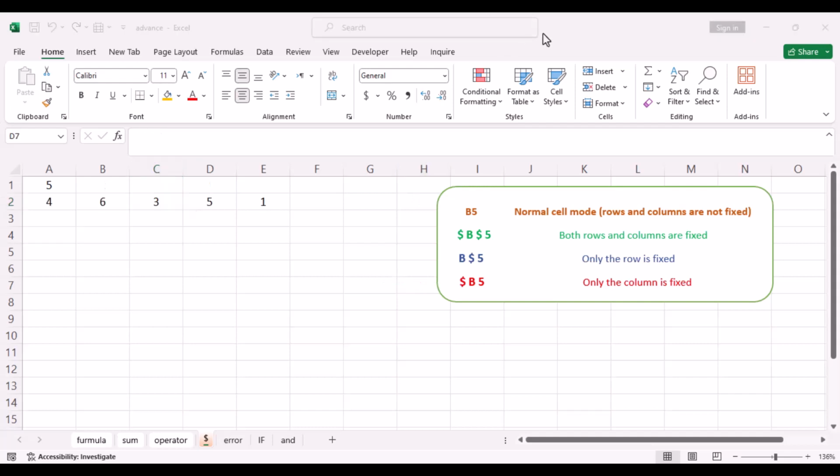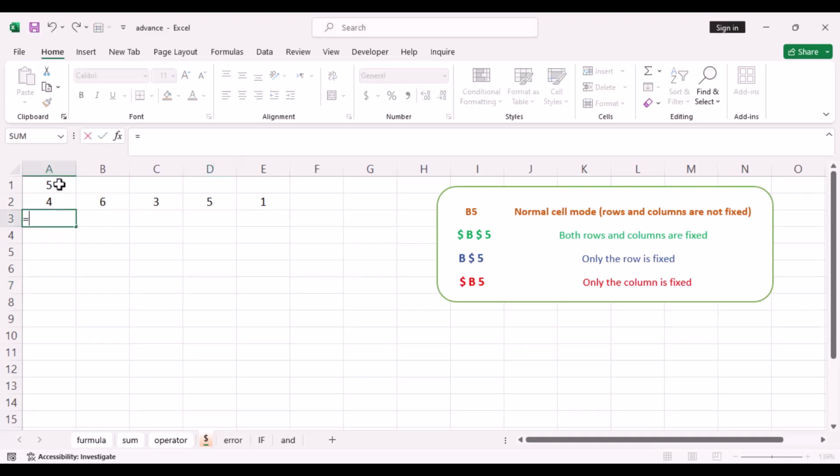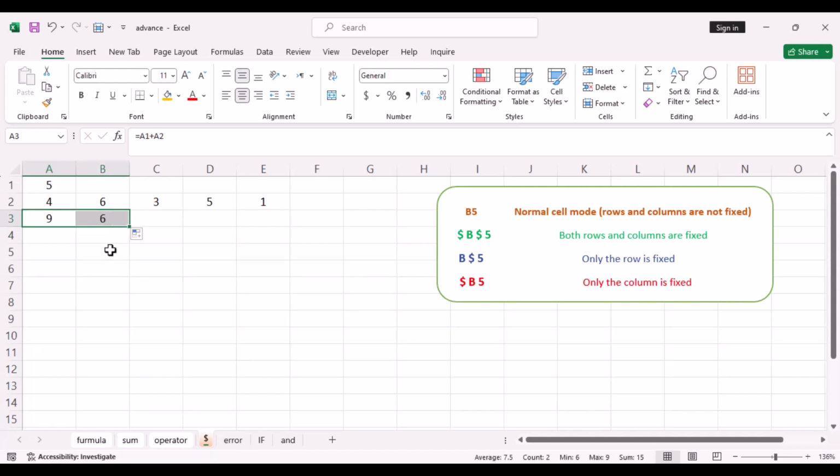Now, suppose we want to add the number 5 in cell A1 with each number in row 2 and write it in row 3. For this, we first enter the formula A1 plus A2 in cell A3. As we said in relative addressing, if we copy the formula of cell A3 one cell to the right, for example B3, the cells dependent on it, A2 and A1, will also move in the same direction. In other words, the formula of cell B3 will be B1 plus B2, while it should have been A1 plus A2.